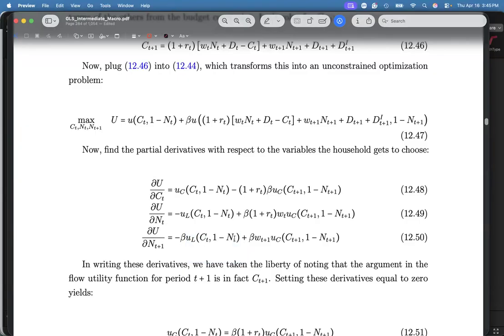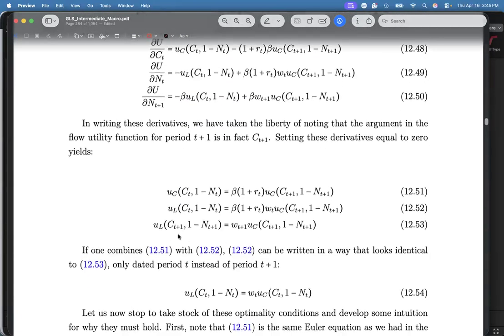Okay? And then you'll see the correction here. The next one here, if you notice it, 12.53, ct plus 1 tsaka nt plus 1 na siya. So, ito siya dapat, right? So, typo talaga siya.